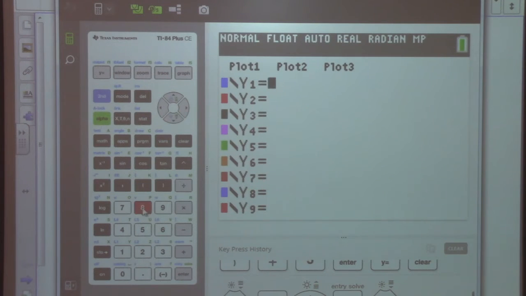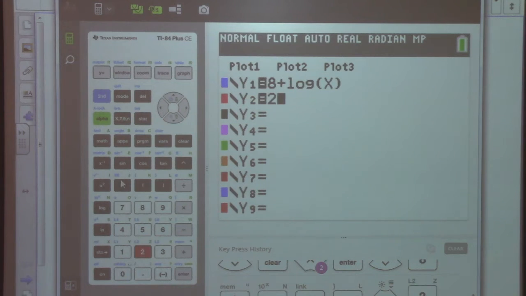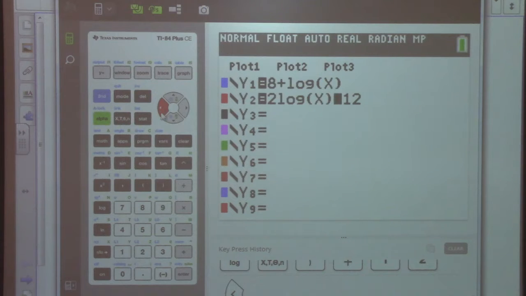So 8 plus log x, and then we have down here 2 log x plus 12. Is it minus 12? Yeah, it's minus 12. Okay, thanks for catching that. So, anyway, when we graph these things, does everybody have this in their calculator now?